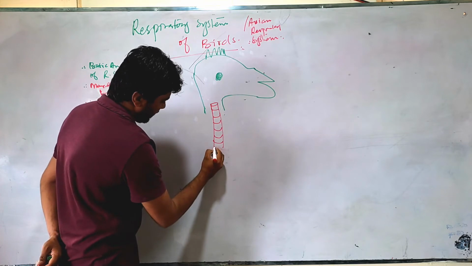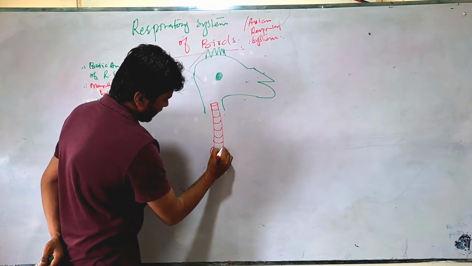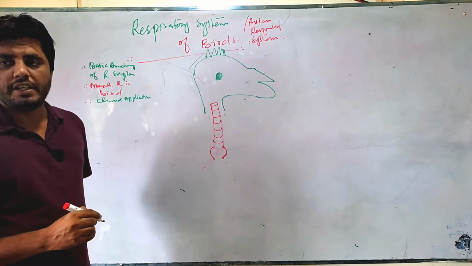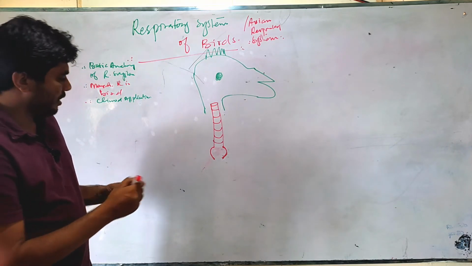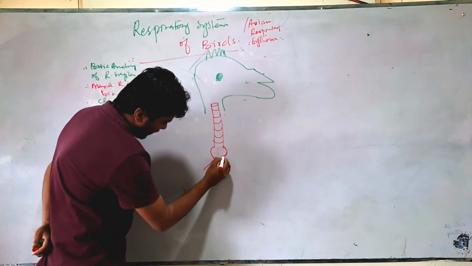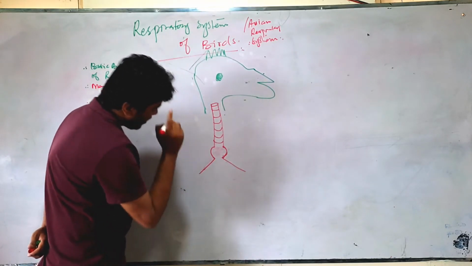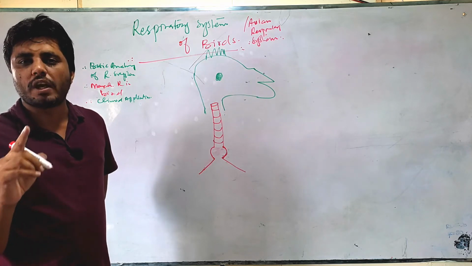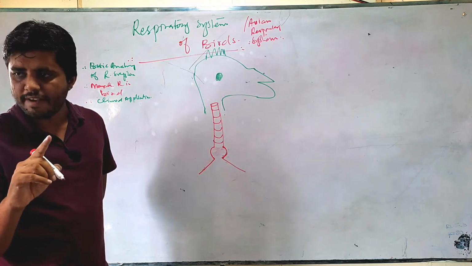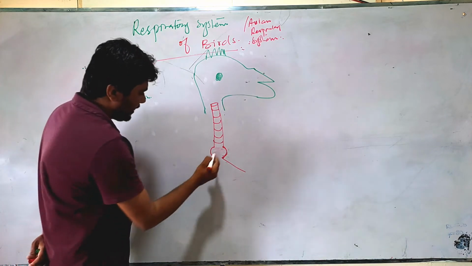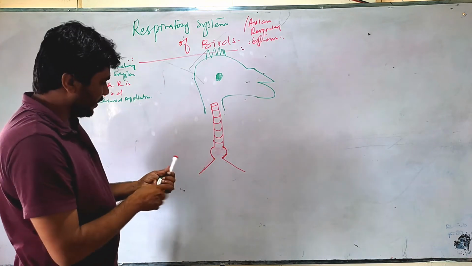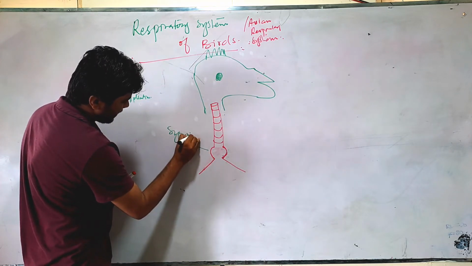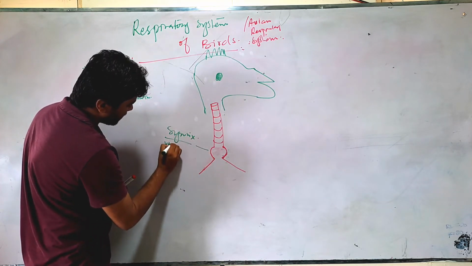Birds have, listen carefully, what is the role of the larynx in domesticated animals? Birds have a larynx, but they do not have vocal cords in the larynx. They do not have them, but they have another organ which we call the syrinx. It is the voice box of birds.